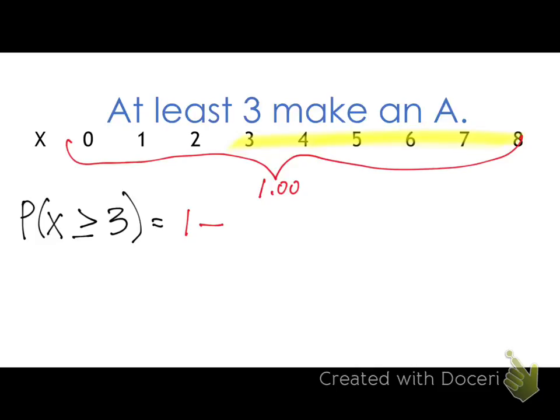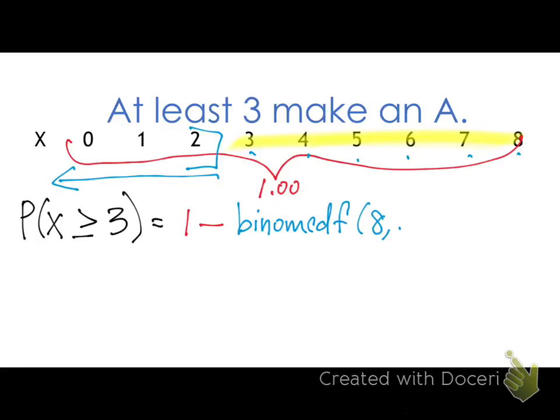So in this case, I don't want to use 2 and below, so I want to subtract that away, and then that leaves me with 3, 4, 5, 6, 7, 8. So I'm going to take whatever a binomial of 2 and below is and subtract that away. So 100% minus binom CDF of 8, 0.28, and then 2. The reason why I put 2 here is because I don't want to include 2, so I'm going to take 2 and then everything below.